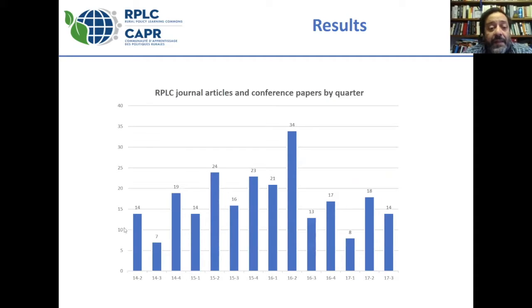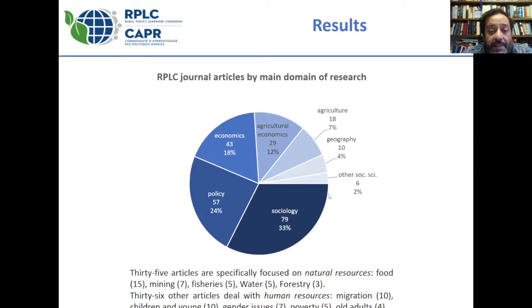If we move to journal articles, looking by quarter, we have an average of around 20 per quarter, with some oscillation from one moment to another. For the articles, sociology is a little less important, and we have a greater amount for policy and economics. Looking through other tags, there is attention on some articles on natural resources, food, mining, fisheries, water, forestry, and almost an equal amount on human resources, mainly migration, children, youth, problems and opportunities, gender issues, poverty, and also older adults.